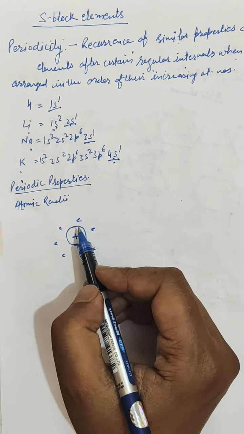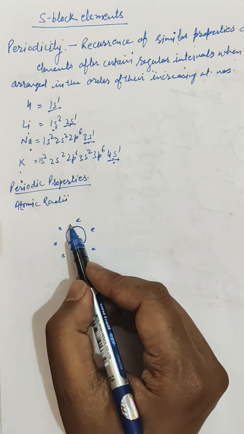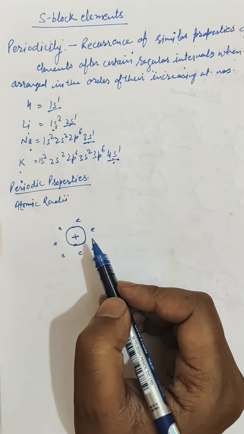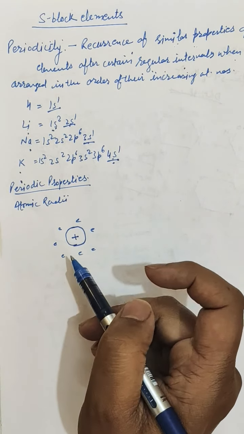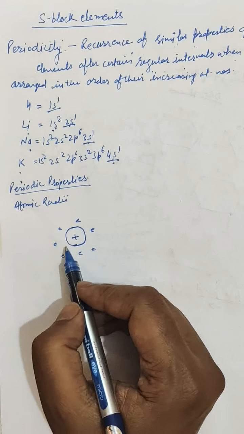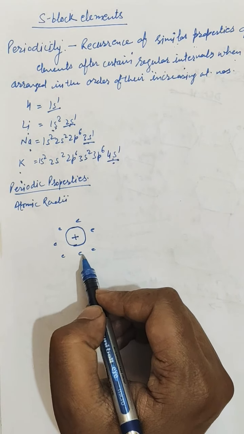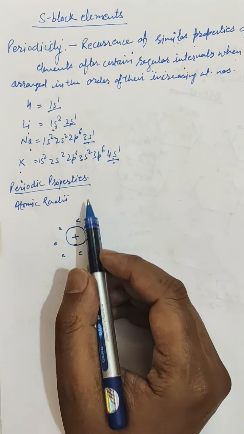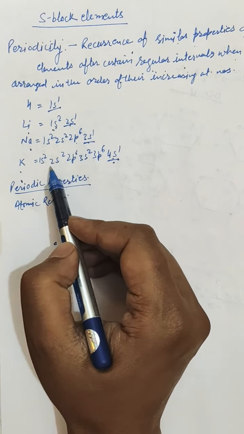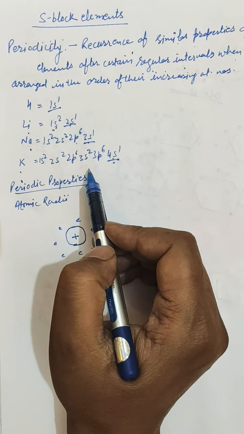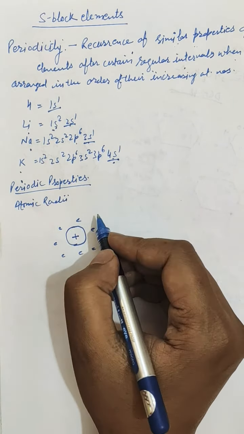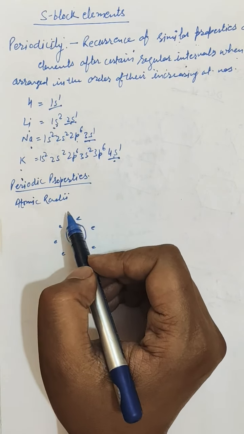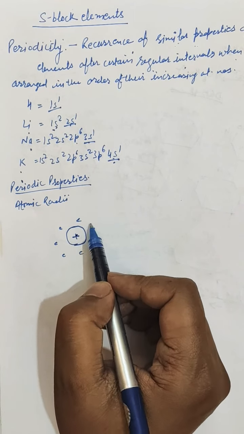These electrons revolve in fixed circular paths, and those paths are called orbits. Later the term orbit was replaced with the term orbital, but the basic thing remains the same: electrons are present in orbitals and revolve around the positively charged nucleus. Electrons are present in different orbitals, as you can see from the electronic configuration. So the atomic radius is the distance from the center of the nucleus to the outermost electron.